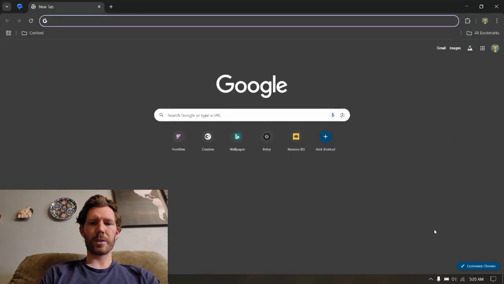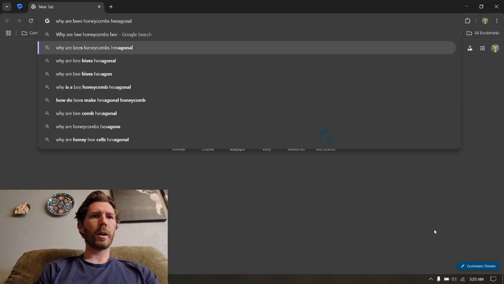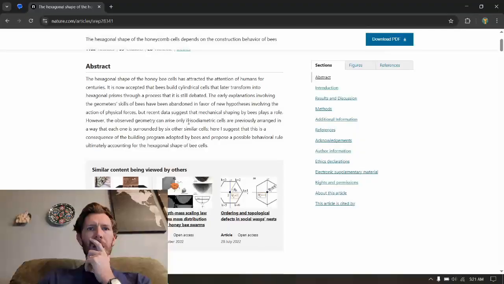I want to know how bees make their honeycombs such hexagons. This might end up just turning into a video about how awesome bees are, though, so let's just look into bees. I wonder if I should phrase this question differently. Why are bees' honeycombs hexagonal?